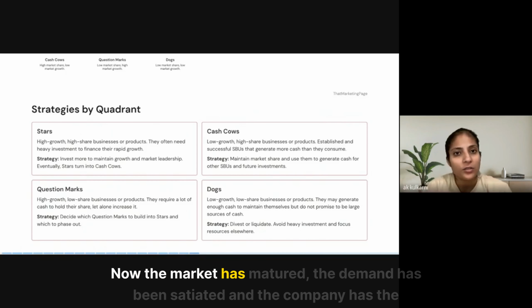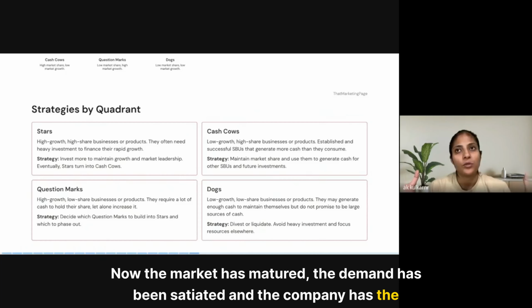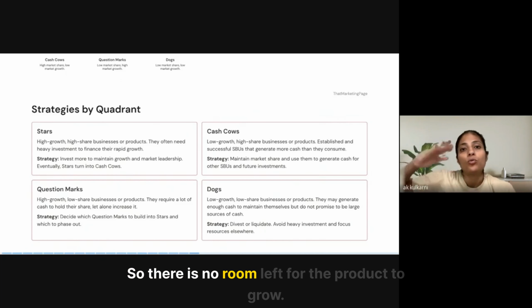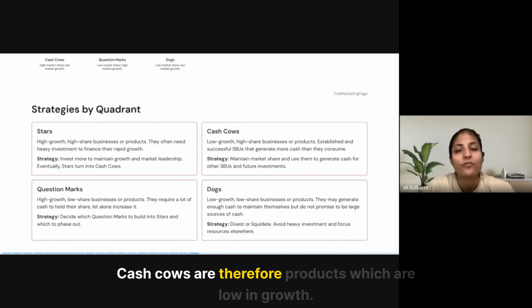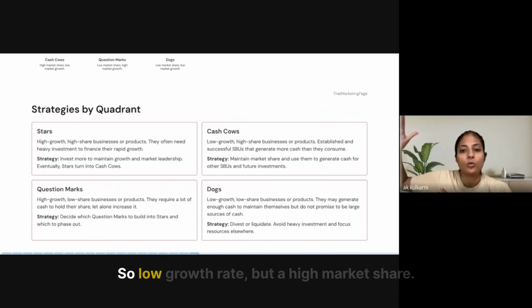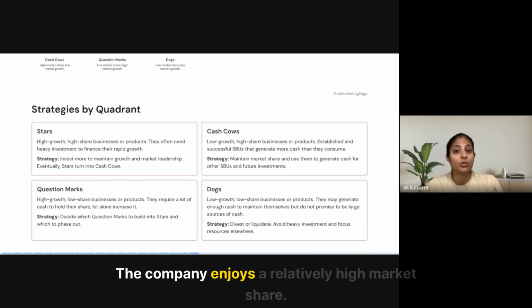Now the market has matured, the demand has been satiated, and the company has the position of being the number one leader in that space. So there is no room left for the product to grow. Cash cows are therefore products which are low in growth. That means they are not going to be growing in the future. So low growth rate, but a high market share. The company enjoys a relatively high market share.